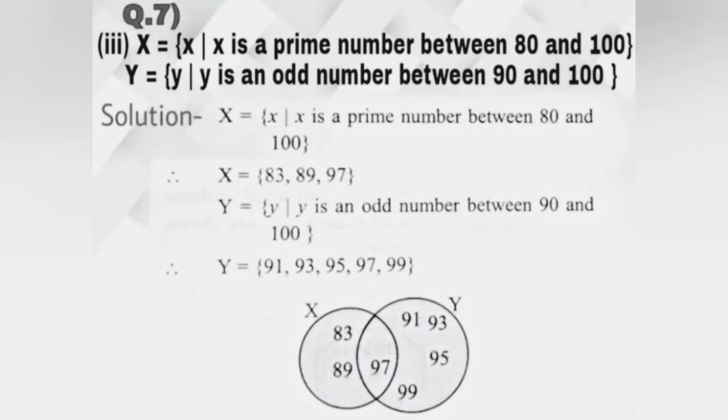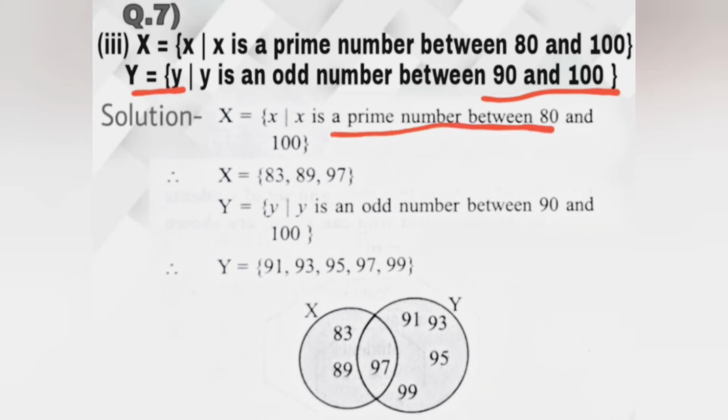So the third sub question has two sets, X and Y. Set X is the set of all x such that x is a prime number between 80 and 100. Set Y is the set of all y such that y is an odd number between 90 and 100. First of all, we will find the answer in listing method.